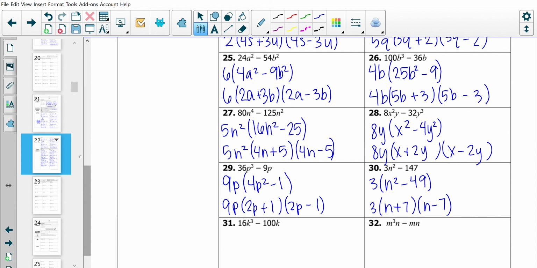So, well, I guess the variable kind of gives it away, but even though you can find the square root of 16 and 100, you still need to take out the greatest common factor first, or it is not completely factored. So I can divide both of these numbers by 4, and I can take a k out. So I'm left with 4k squared minus 25. I bring down my 4k. I have 2k plus 5 and 2k minus 5.